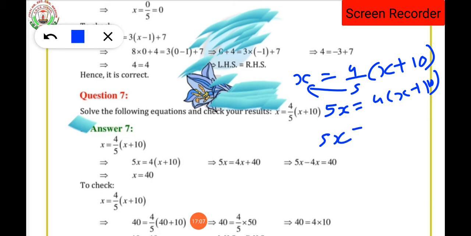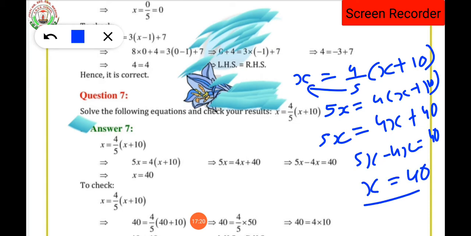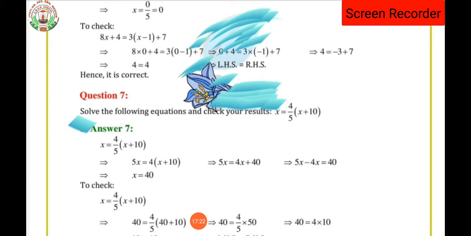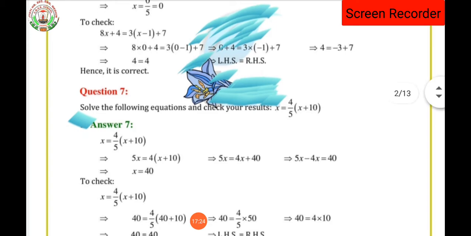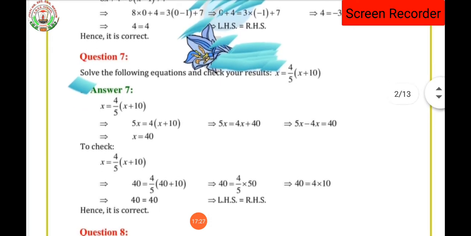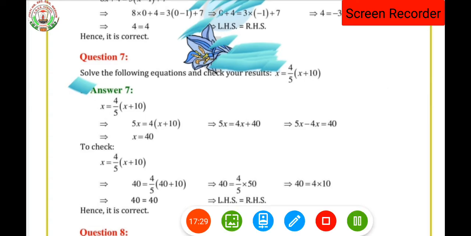Now 5x is equal to 4 into x, it will be 4x plus 4 into 10 will be 40. Clear? Now 5x minus 4x is equal to 40 we are having. Here x is equal to 40, we will get the answer. Now this result, x is equal to 40, we have to substitute in the same equation. So substituting the value, what will you get?